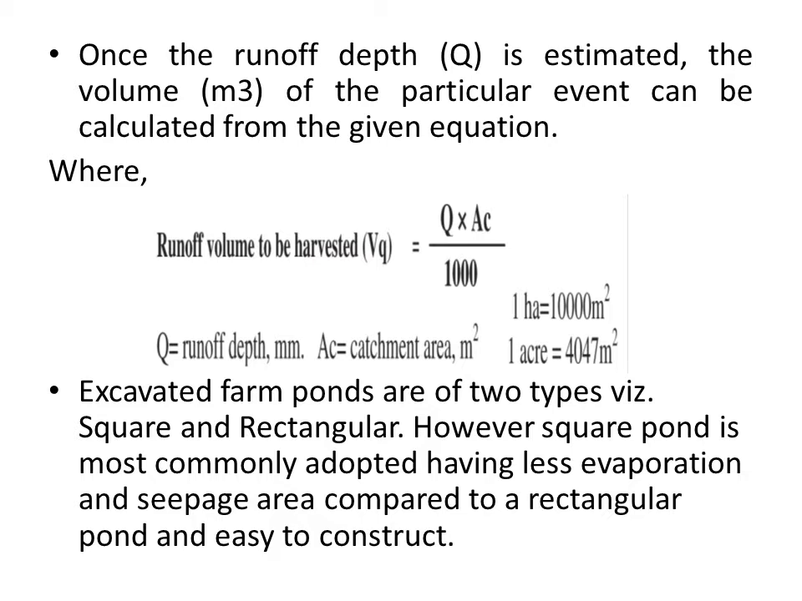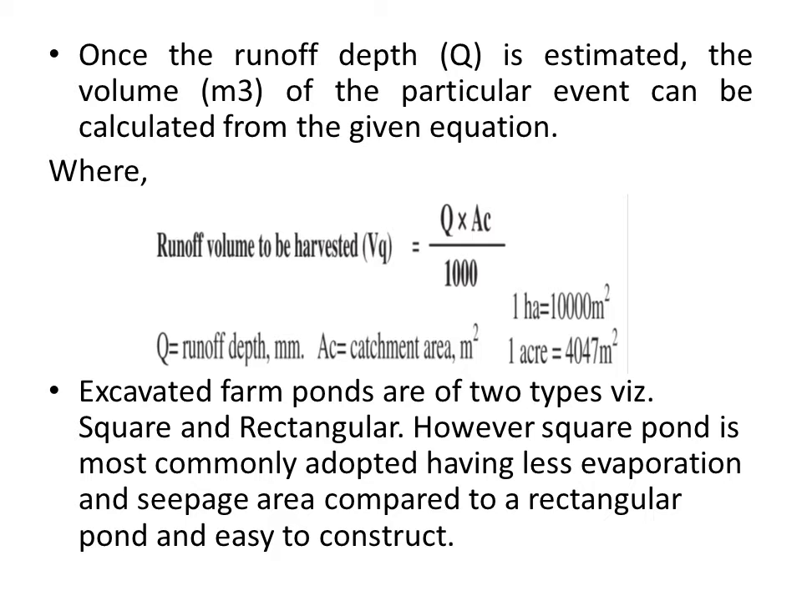Once the runoff depth Q is estimated, the volume in meter cube of the particular event can be calculated from the given equation, where runoff volume to be harvested equal to Q into AC divided by 1000. And there are some conversion factors. 1 hectare equal to 10,000 meter squares, or 1 acre equal to 4047 meter square, and Q is the runoff depth in millimeter, which is already assessed, and AC is the catchment area in meter square.